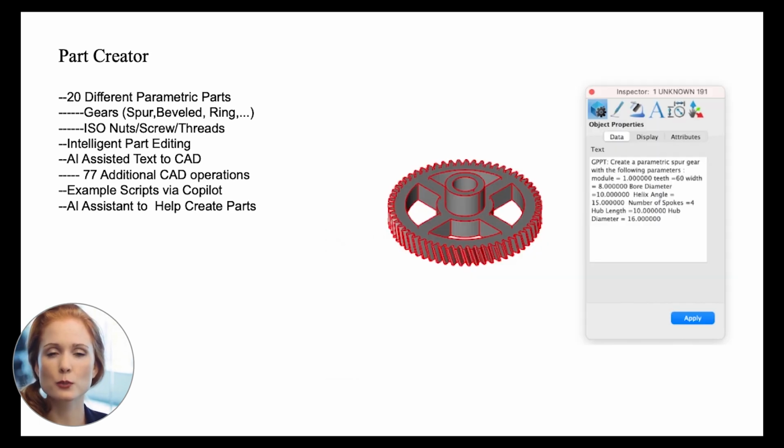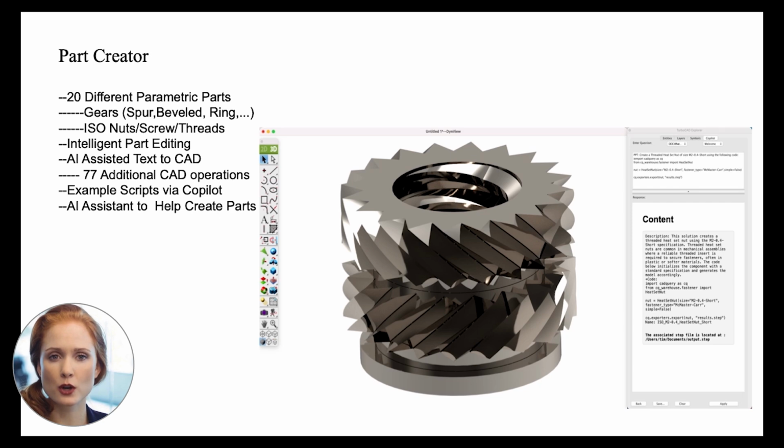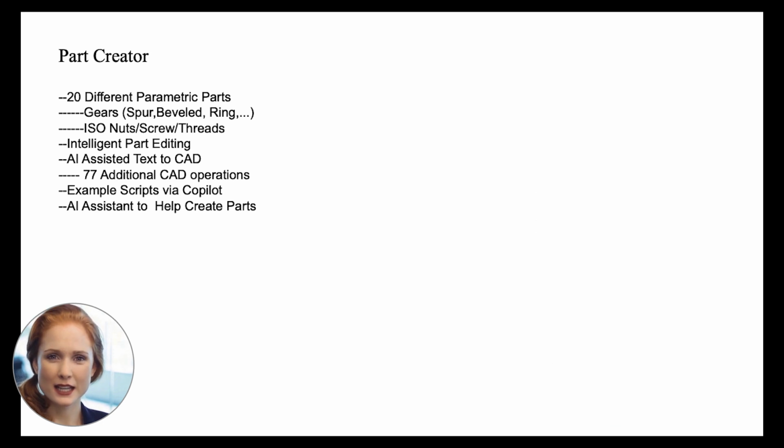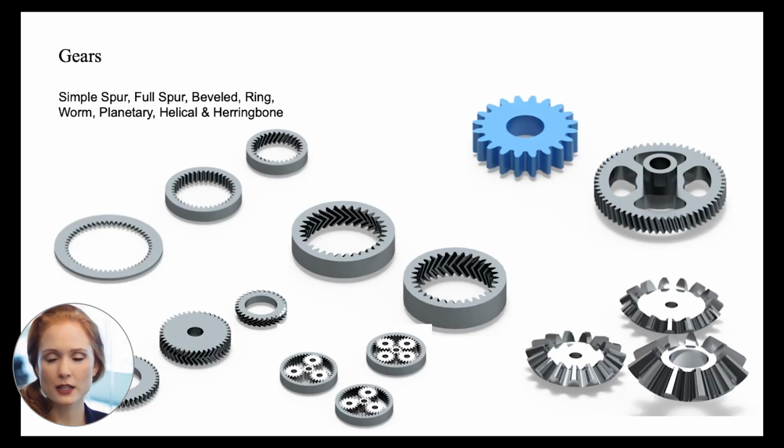The application supports over 20 parametric parts, offering intelligent editing capabilities, text-to-CAD functionality, and an AI assistant to help you create Python CAD scripts. Part Creator offers extensive gear modeling capabilities, supporting a comprehensive range of gear types, including spur, worm, bevel, rack, herringbone, ring, and planetary gears.